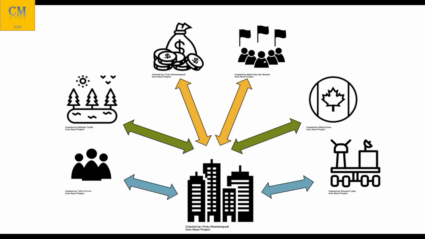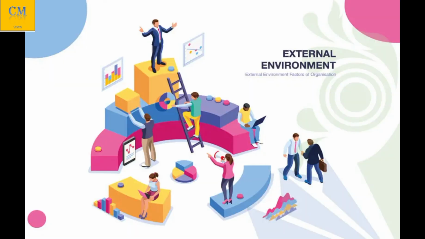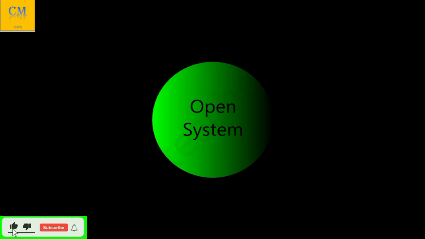Now, let's understand the last but not the least characteristic of a system, dependence on the external environment. What does dependence on the external environment mean? A system can sustain itself by constantly interacting with the environment around it. Such a system is known as an open system. If a system does not rely on the environment around it and is self-sufficient, it is known as a closed system.